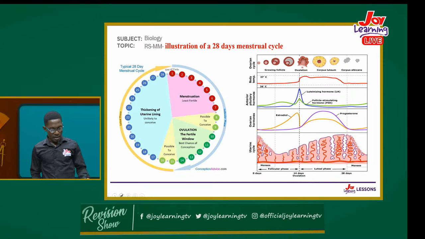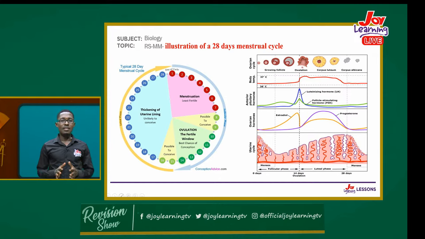Okay, now we come to the menstrual cycle. Hardly are students asked to describe the whole menstrual cycle, but we have a funny way of asking it in section A and section B. We mostly prefer asking about the hormones and what they do. Students also usually get confused with this menstrual cycle.